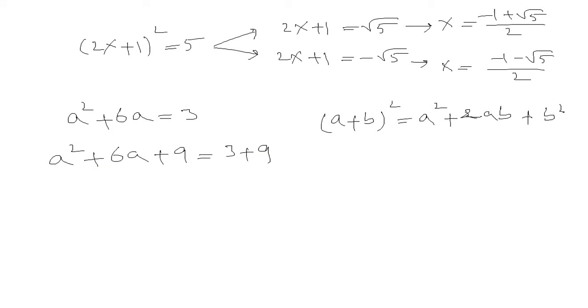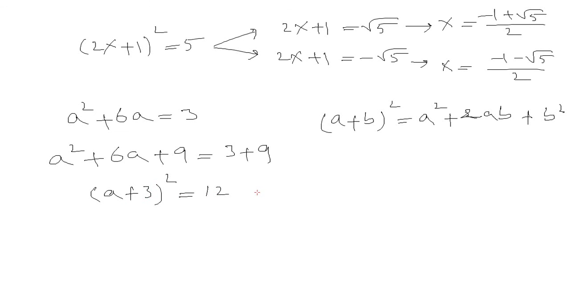Now you can see that this follows this formula. So if you factor this, this is (a plus 3) to the power of 2. This is a squared plus 2 times 3 times a, which is 6a, plus 3 squared, that's 9, equals 12.